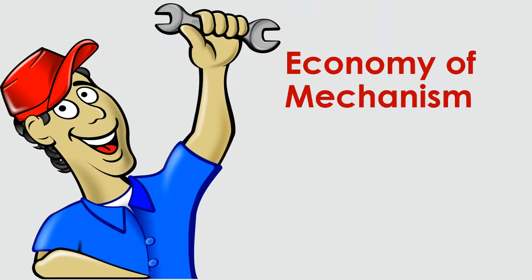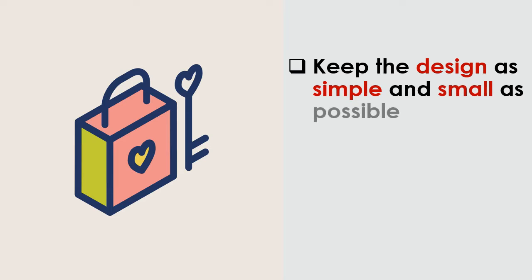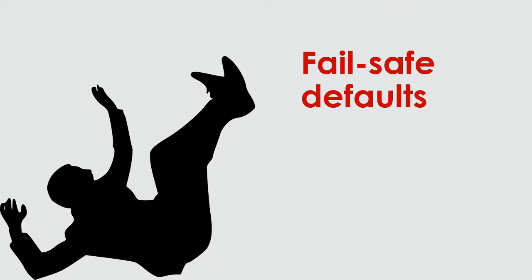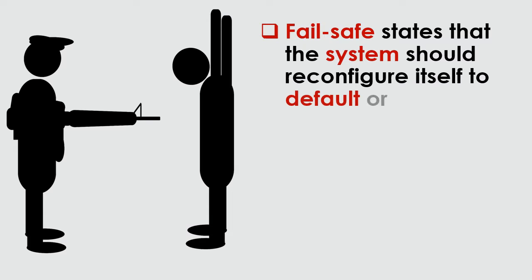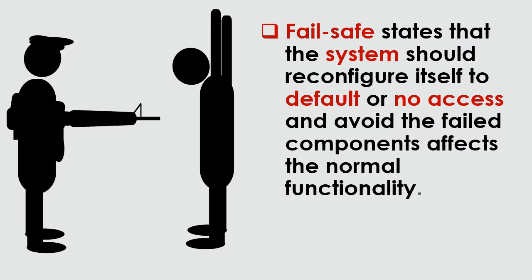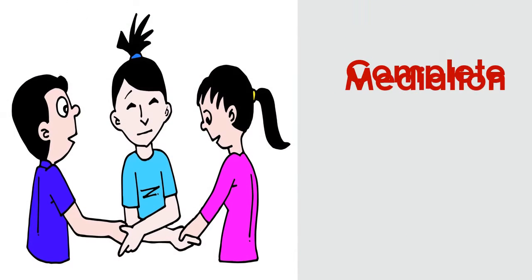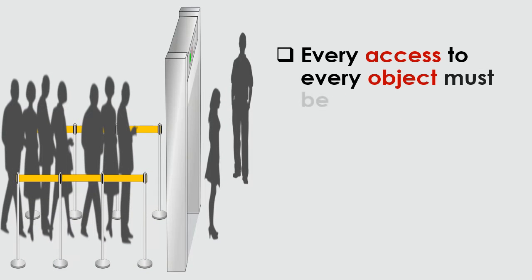Economy of mechanism. Keep the design as simple and small as possible. Fail-safe defaults. Fail-safe states that the system should reconfigure itself to default or no access and avoid the failed components affecting the normal functionality. Complete mediation. Every access to every object must be checked every time.